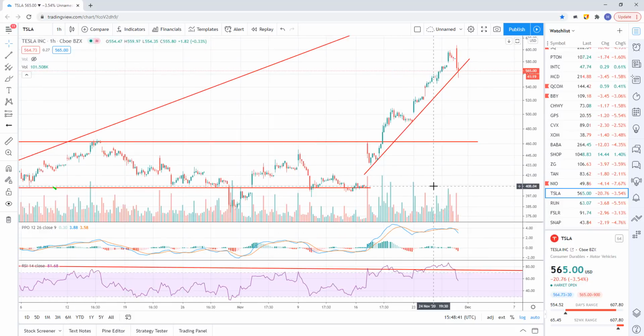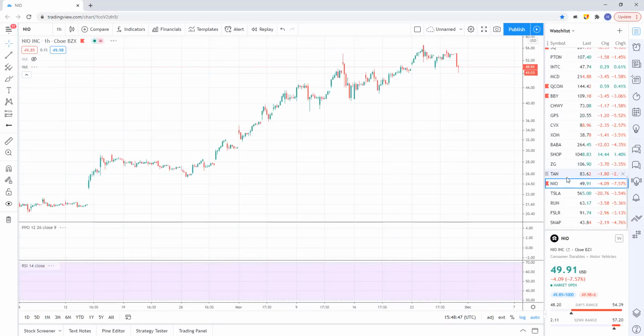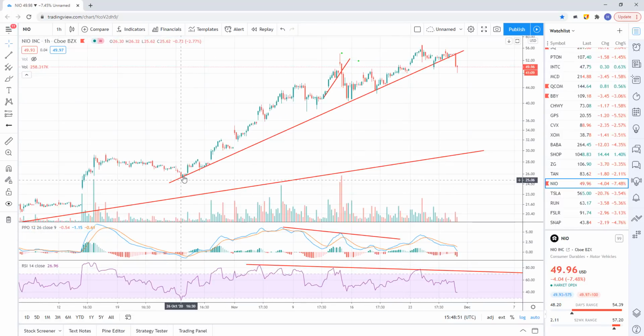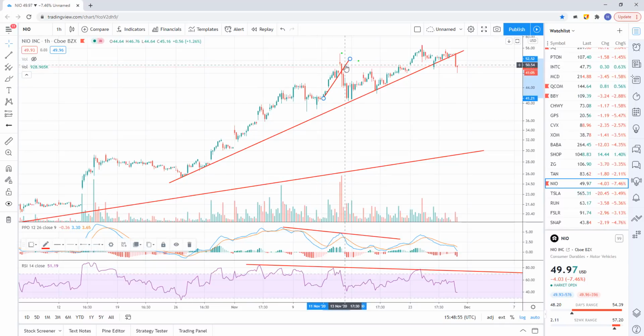We have a gap down here at 408, so I could see us filling that gap. So we'll watch this one, keep a sharp eye on it. NEO here. NEO actually has a cleaner uptrend line right here.